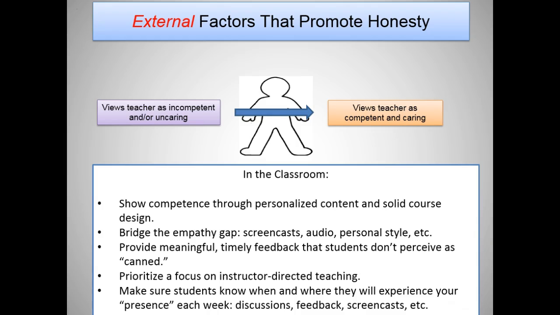And make sure students know where you're going to be in the class. So often you're trying to be an engaged instructor, maybe you're in discussions, but the student's not in there because they're not sure that that's really where you're doing your quote-unquote teaching. So help students out. Let them know where you're going to be in the class. Help them find you in the class.